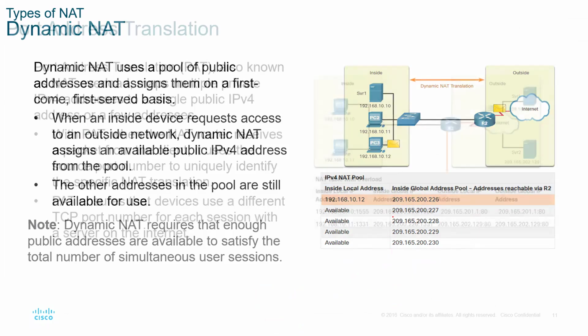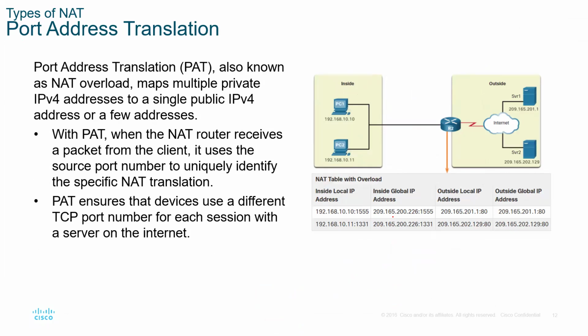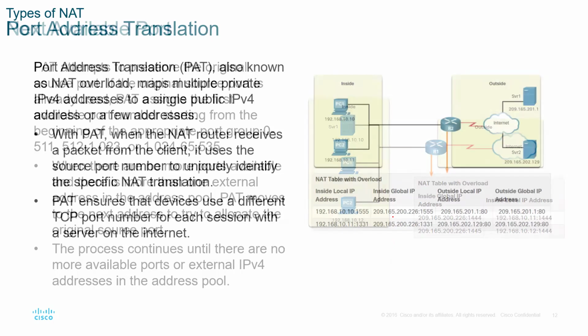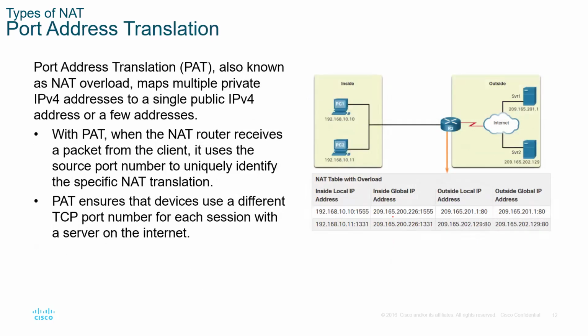Right. Port address translation, also known as NAT overload, maps multiple private IP addresses to a single public IP address. With PAT, when the NAT router receives a packet, it uses a source port number to uniquely identify the specific NAT translations. It ensures devices use different port numbers for each session with a server on the internet. So basically with this one, we have multiple internal devices using one public IP address.